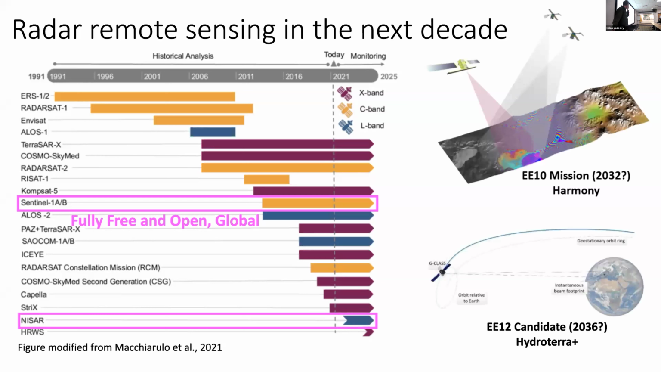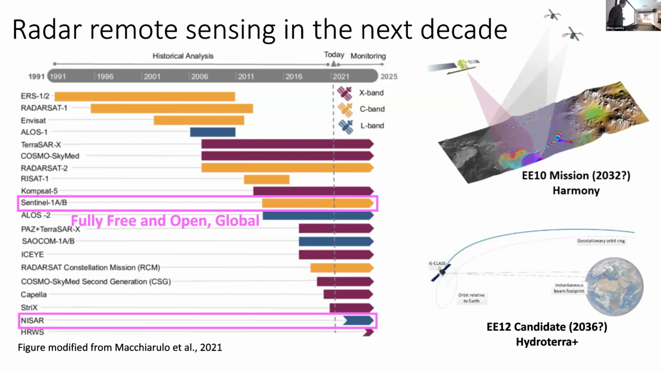Coming up later, in a few years' time, we'll have the Harmony mission, which is an Earth Explorer 10 mission from ESA, which will be companion satellites flying around Sentinel 1D probably. Andy might talk more about that later, but that will give you different look angles, and that will help measure north-south motion, and help give you topography as well.